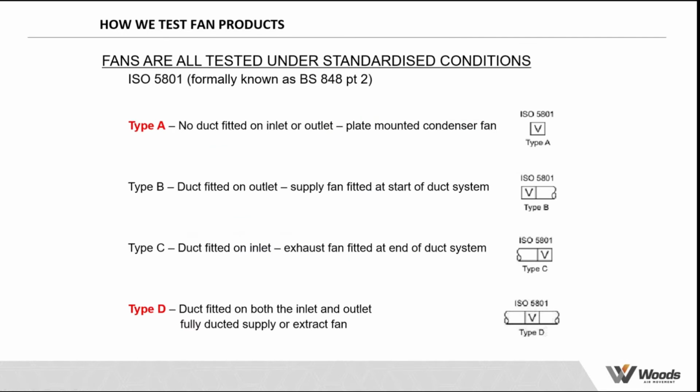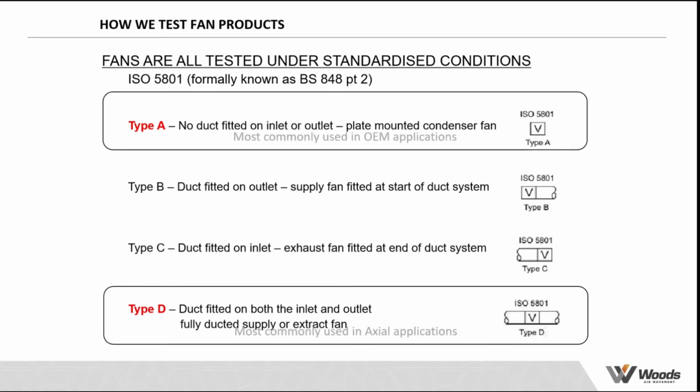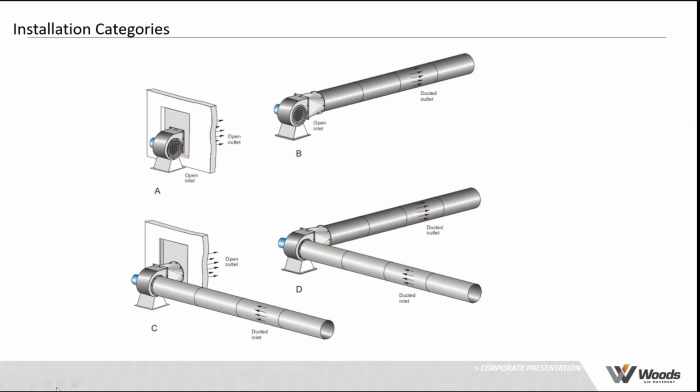But it's important to remember that when we look at fans, we understand how the fan is installed, because a fan will be tested under all of these different conditions. The two most common are type A, which is without any duct, or type D, where we have duct on both sides. B is with a duct on the outlet, and C is with a duct on the inlet. If we look at that as a picture, then that's what we see.